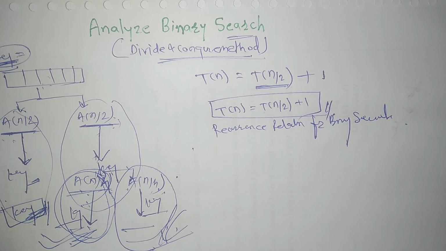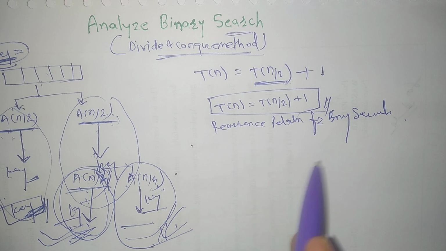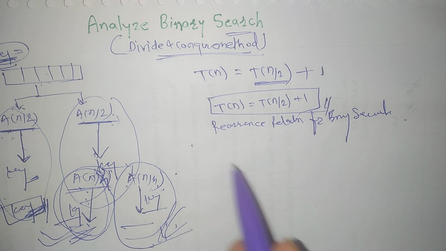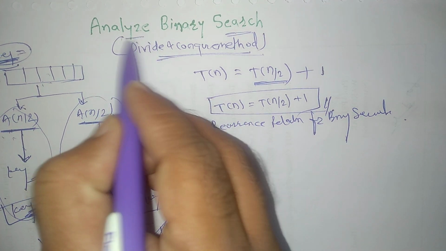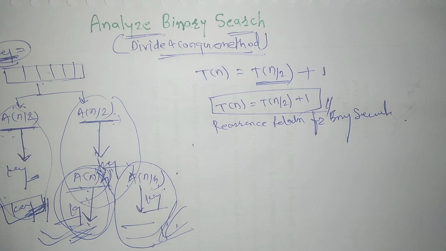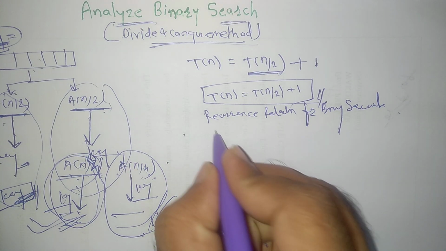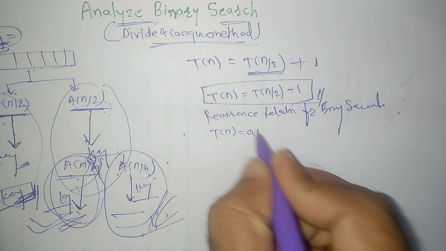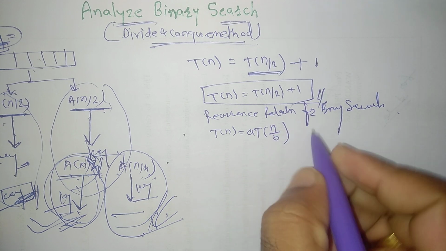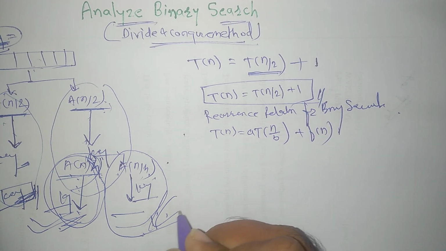Now we have to solve this recurrence relation and try to find the complexity, so that we complete our analysis part. Compare with the master theorem, T of n equal to a T of n by b plus f of n.